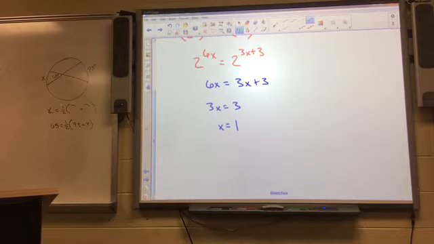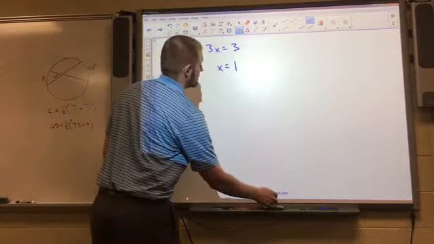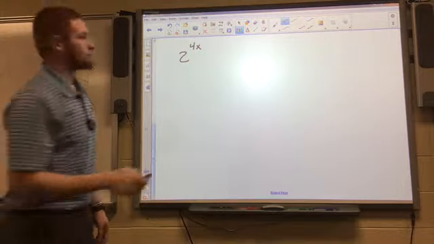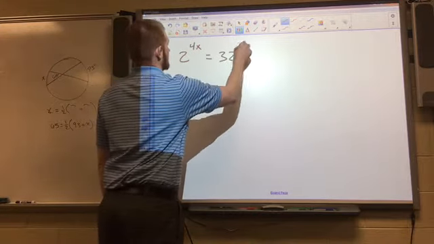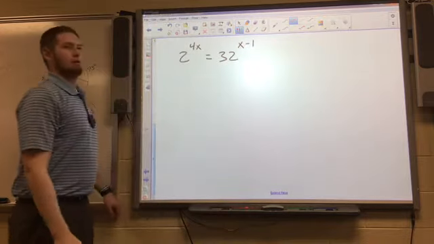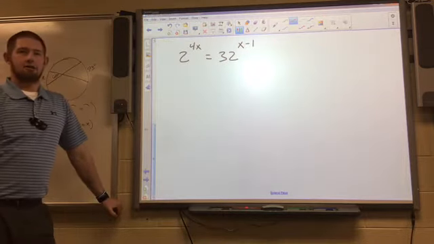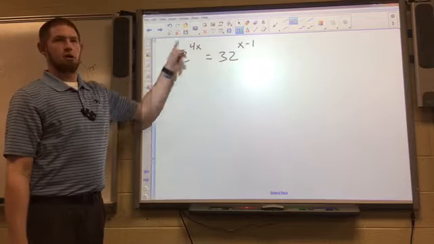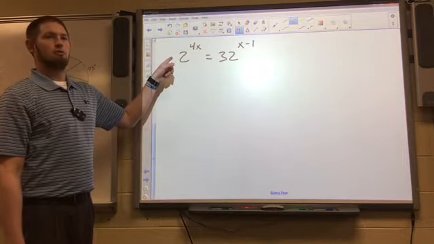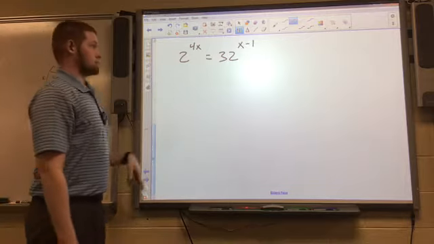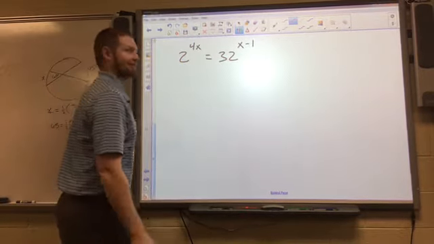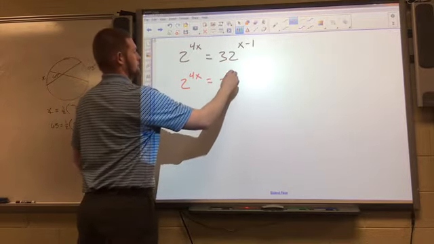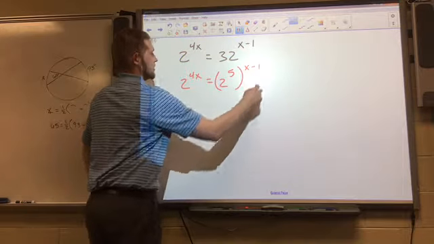Let's do another one. I have 2 to the 4x, and I have 32 to the x minus 1. Now, I obviously look at that. I can't change that 2, can I? No, it's stuck there. Can I change the 32 into a 2? 2 to the what? 2 to the 5th. So I have 2 to the 4x equals 2 to the 5th to the x minus 1.